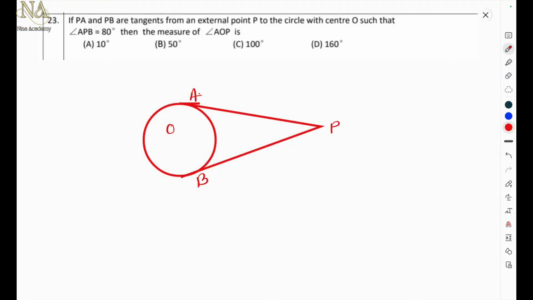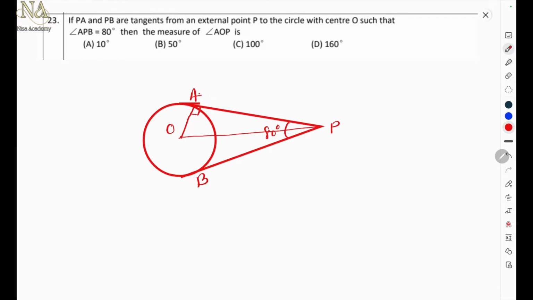Question number 23. If PA and PB are tangents from external point P to the circle with center O such that angle APB equals 80 degrees, then the measure of angle AOP is. So this is the center. I join OA, that is the radius, and I will join OP. We know that tangent and radius are perpendicular, so this is 90, and here we have to find angle AOP.